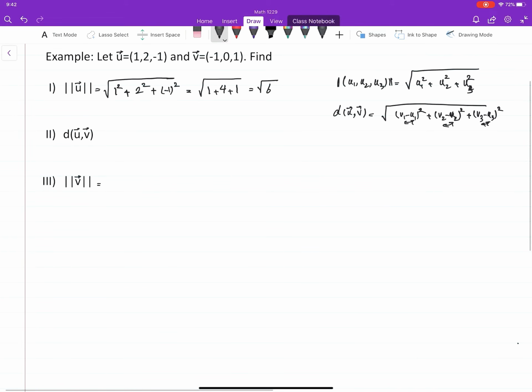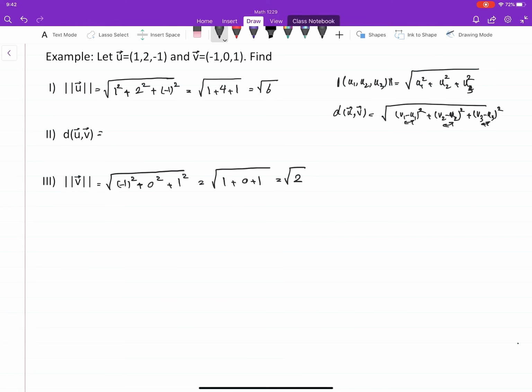How about v? Okay, here we have the square of each component, add them, and then find the square root. So that will give us 1 plus 0 plus 1, which is root 2.